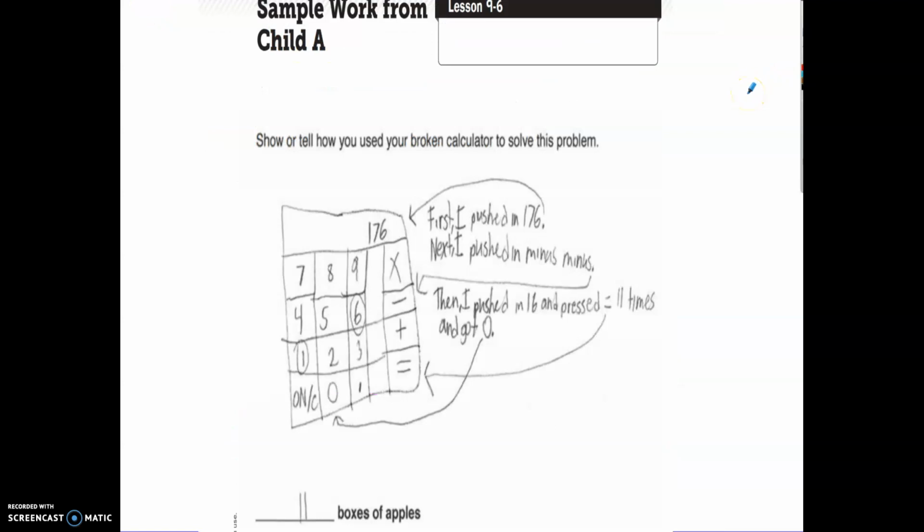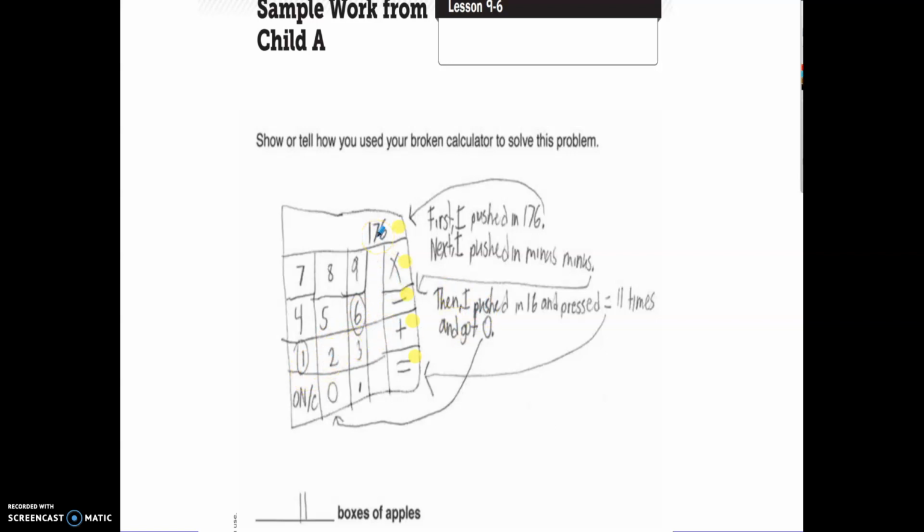The first sample that I'm going to show you is from Child A. Here's what Child A did. They made a calculator, so they're showing me what they did. And they had 176. Could not use the division key, so look, there is no division key, just a multiplication, subtraction, addition, and the equal sign. How clever is that? And then in words, they're telling me what they did. So they said that first I pushed in 176, next I pushed minus 16, because there's 16 in each box.